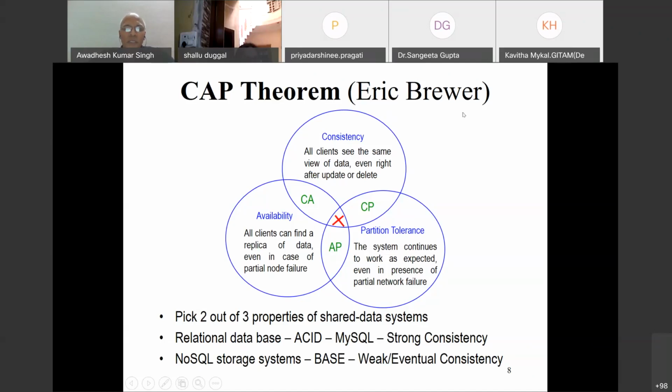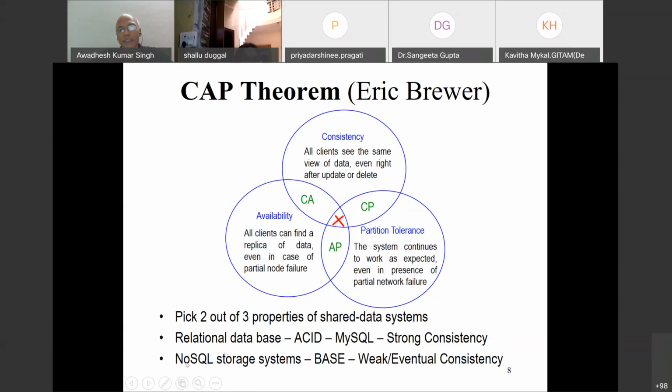Eric Brewer, the famous computer scientist, gave this theorem that out of these three, you can have only two. Either you can have CA, or AP, or CP, and of course this zone is a prohibited zone. We cannot have all three. As an example, consider a relational database system that satisfies ACID properties. An example is MySQL. So there is strong consistency, because we have already seen that it is strongly consistent.